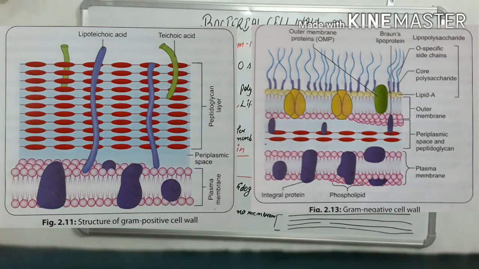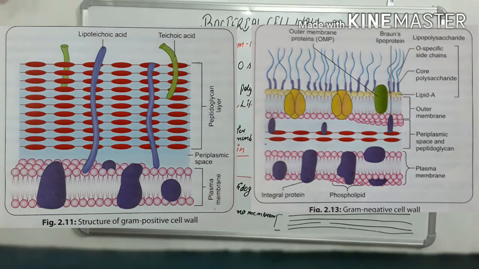Now you can see the green colored teichoic acid. This green colored teichoic acid is cell wall teichoic acid because it is linked to peptidoglycan, and in purple color we have lipoteichoic acid that is attached to the lipid groups present on the plasma membrane.